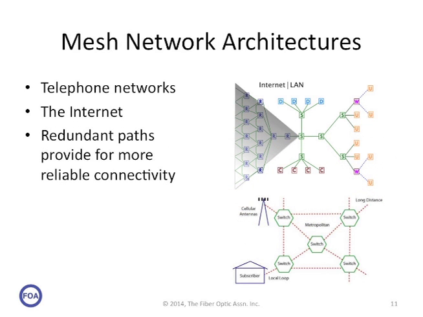A mesh network is like the internet or the phone system, where the switches have connections to multiple other switches. That provides redundant paths for more reliable connectivity. In the phone system, it means you're much less likely to get a circuit busy. And in the internet, it means that you can almost always get from point A to point B but you don't quite know what the path is going to be.